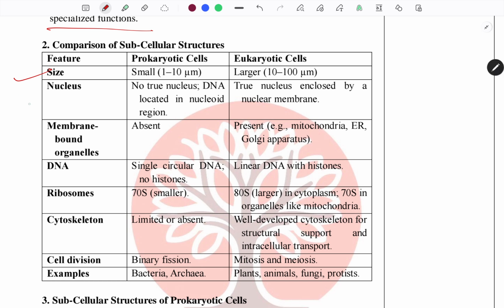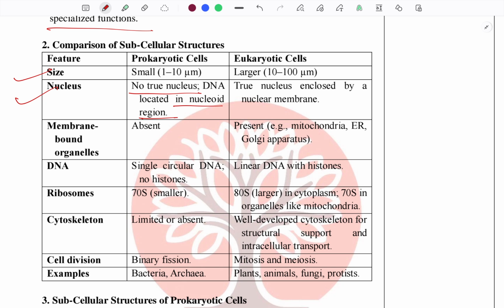If you are talking about the genetic material, that is a nucleus. In prokaryotic cells, there is no true nucleus. Whatever genetic material is present in a prokaryotic cell, it may be DNA or RNA, it is located in a nucleoid region. The nucleoid region is nothing but the region in prokaryotic cells where this genetic material is present; that particular region we call the nucleoid region.